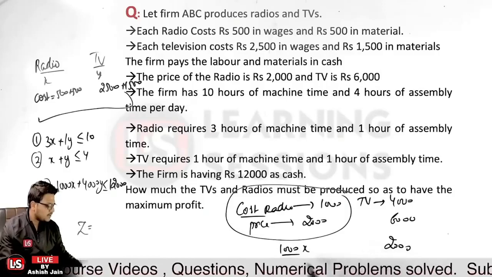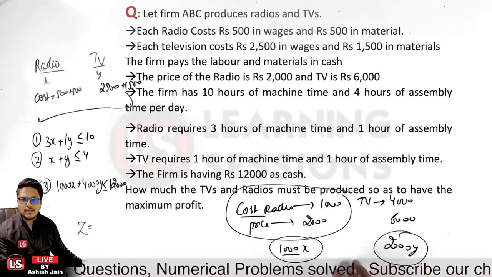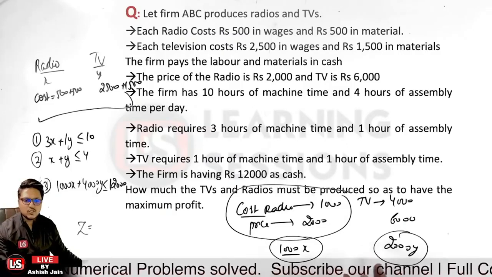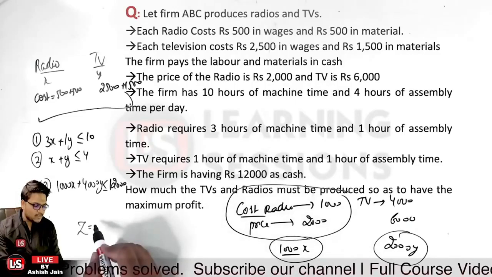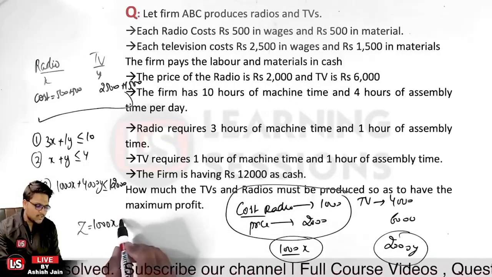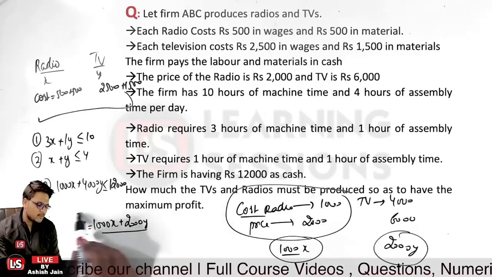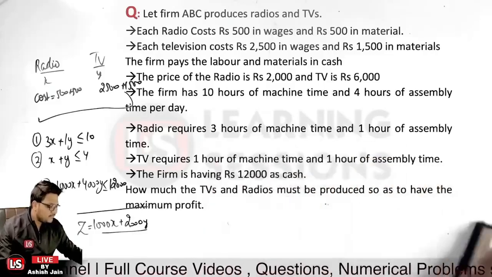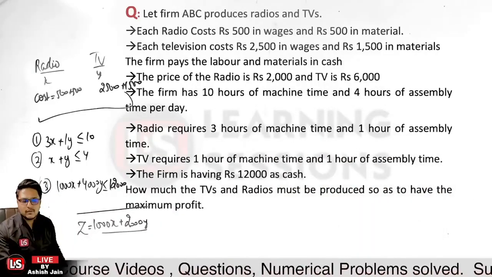X is related to radio and Y is related to TV, and that is the function that we need to maximize. That is our objective function over here. So we can simply say that we need to maximize 1000x plus 2000y. That is our objective. Is that clear?